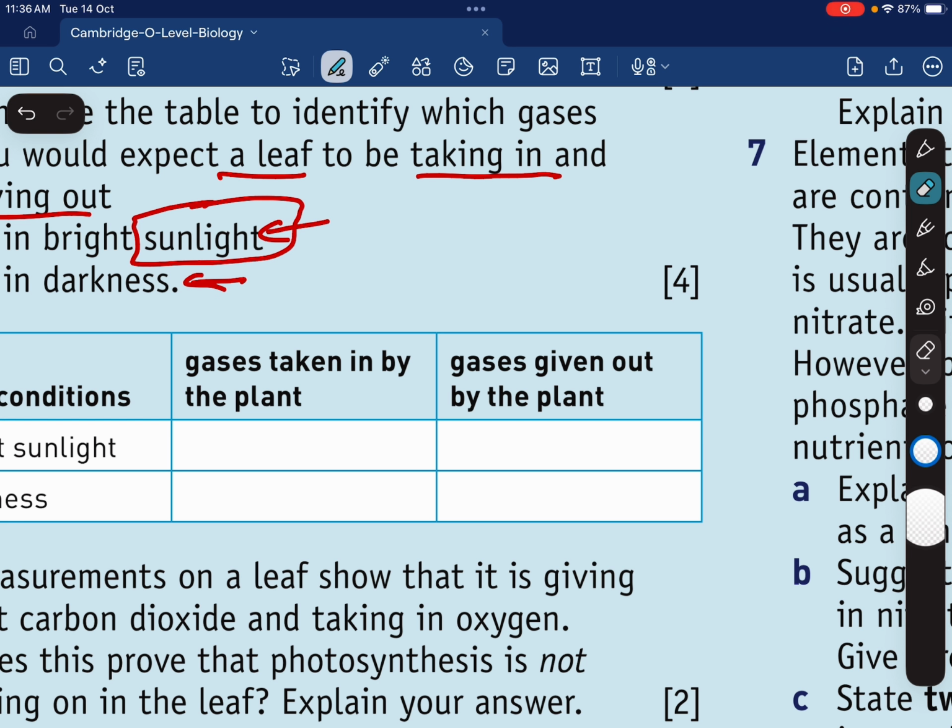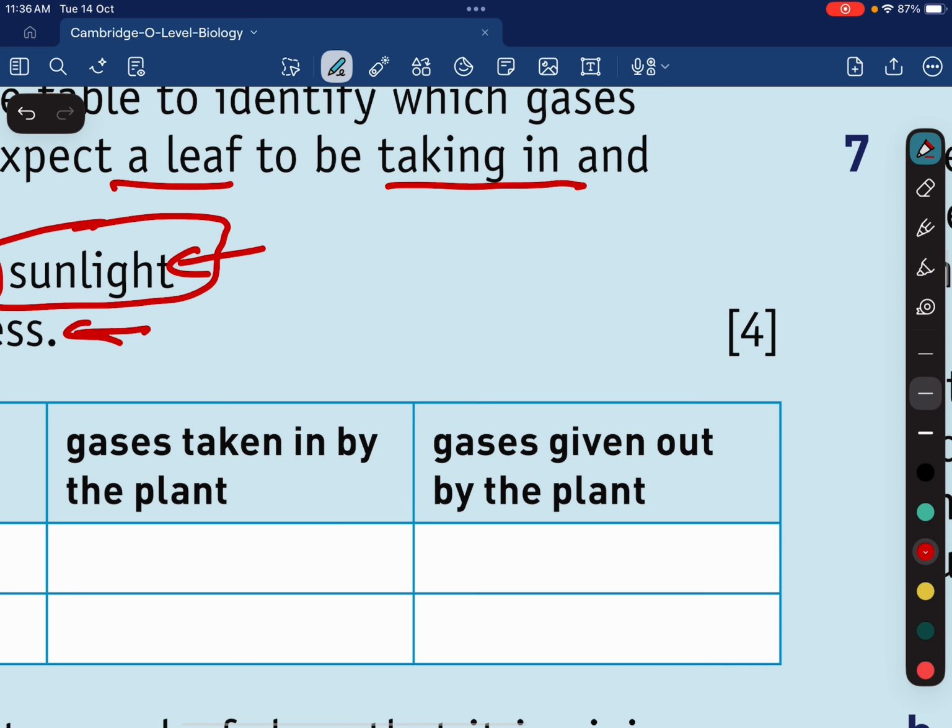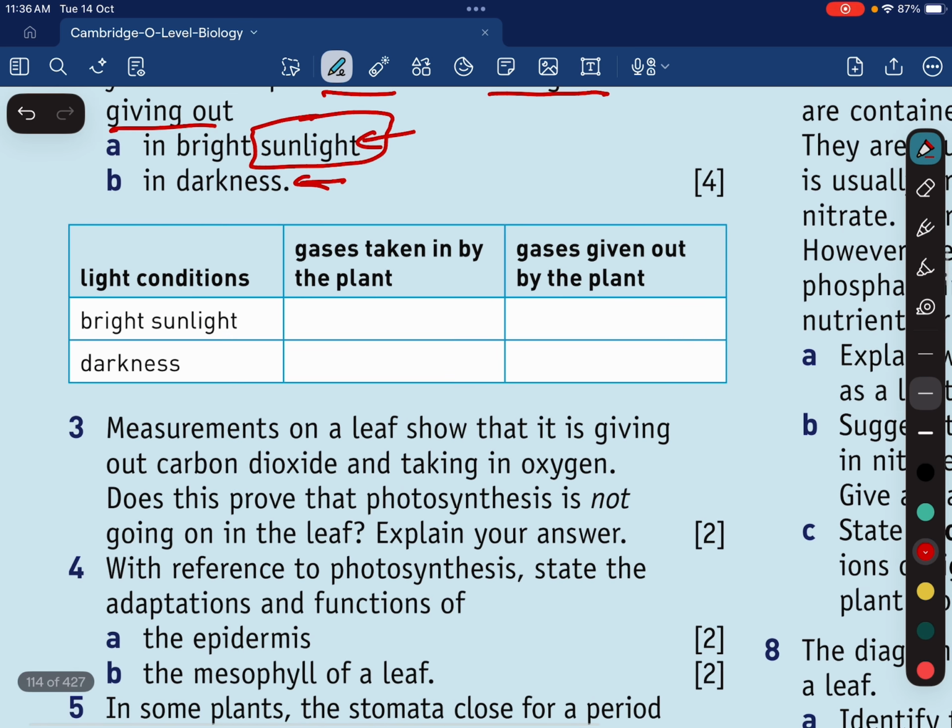Let me just fix this up. All right, so you know what, let's just get to the table. Let's not make it too confusing.